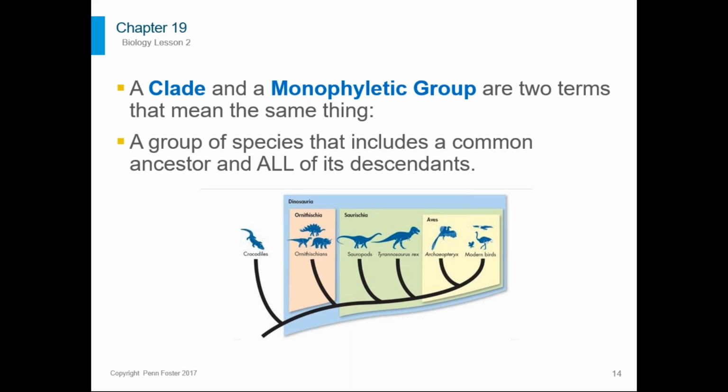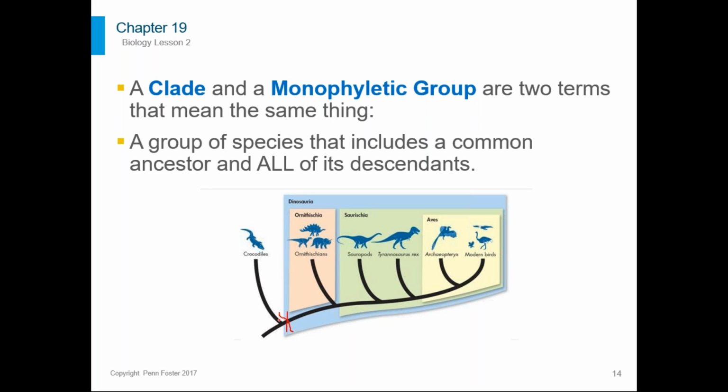So this type of diagram, a cladogram, shows up in most of these chapters in this lesson. So I want to just go over this one more time. A clade and a monophyletic group are 2 terms that mean the same thing. They mean a group of species that include a common ancestor and all of its descendants. So if we have a common ancestor here at this X, the clade would be everything in this giant blue square here.